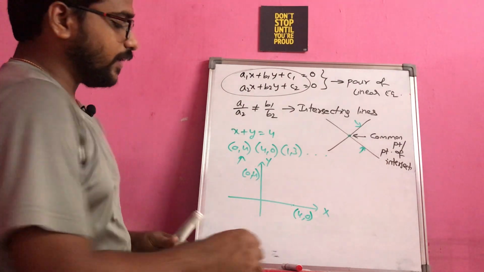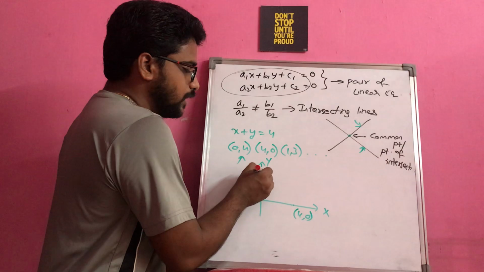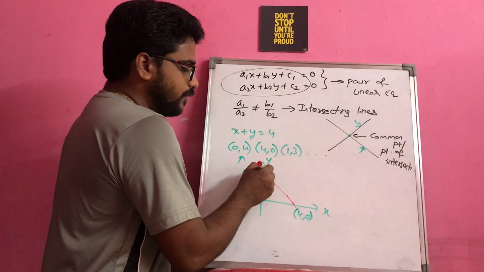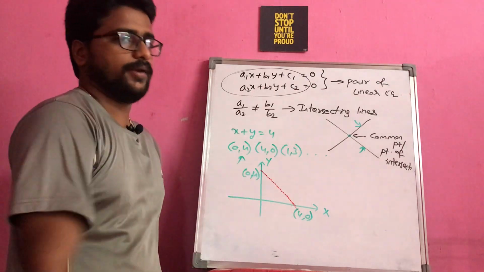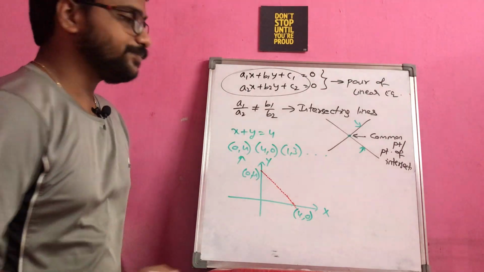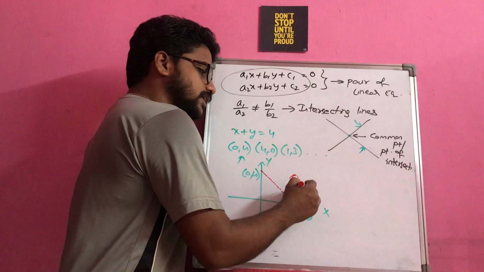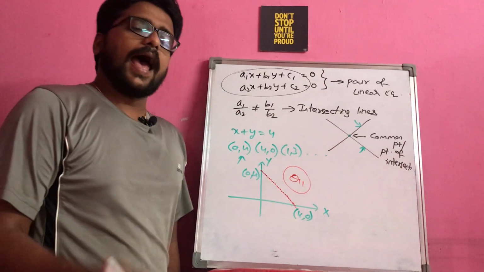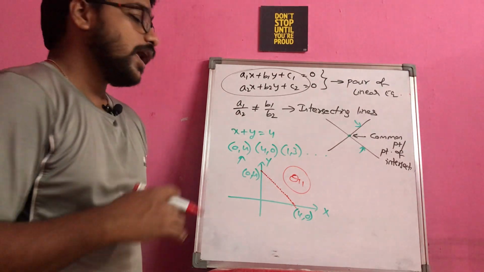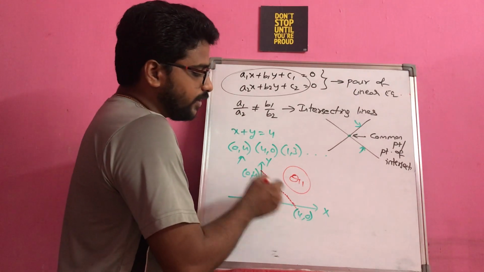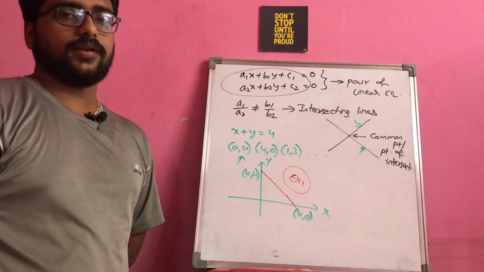So if I join these two points, I can see in between I have an infinite number of points lying on that particular line. What does it indicate? As I am staying in quadrant 1, I will get both the values of x and y as positive, and still I will have an infinite number of points lying on that particular line.